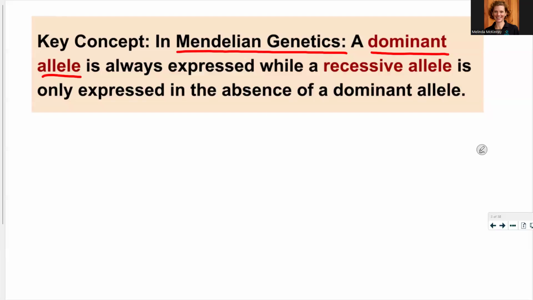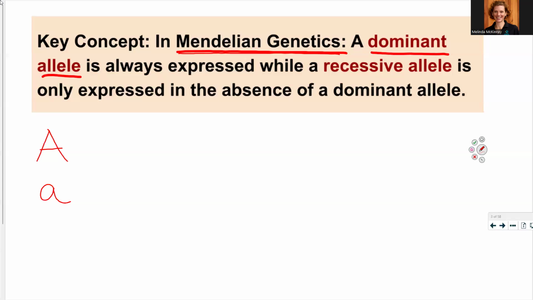Great. This Bio 181 video is on Chapter 12 on inheritance, and we're looking at the first type of genetics that were described by Gregor Mendel. They're called Mendelian genetics. And in this form, we have a pure dominant and recessive idea of how genes are inherited. So we're going to start with the dominant allele, which you could write with a capital letter, and the recessive allele, which you're going to write with a lowercase letter.